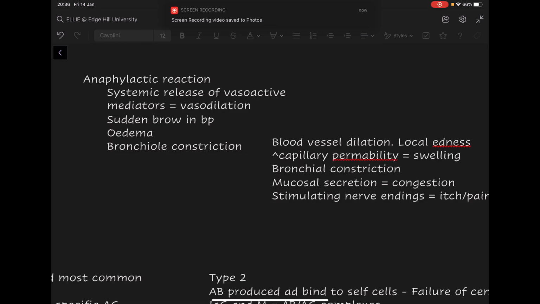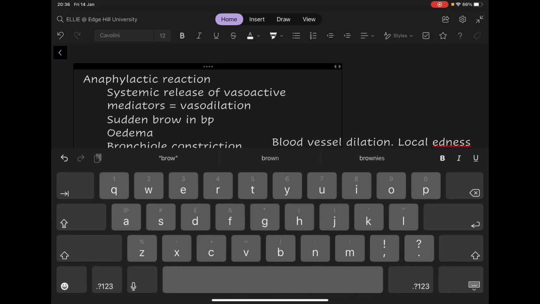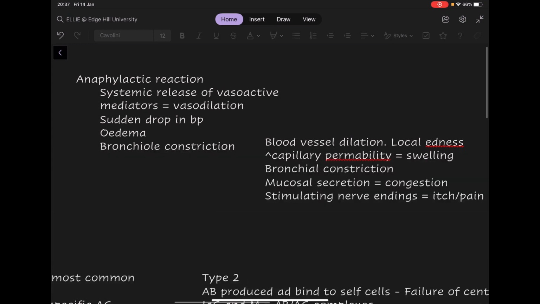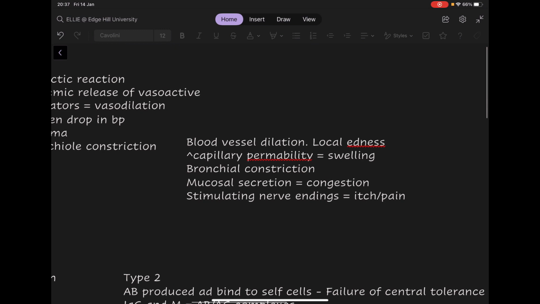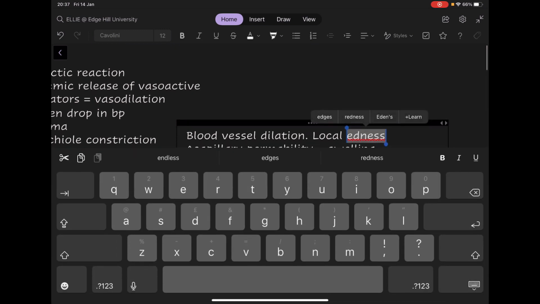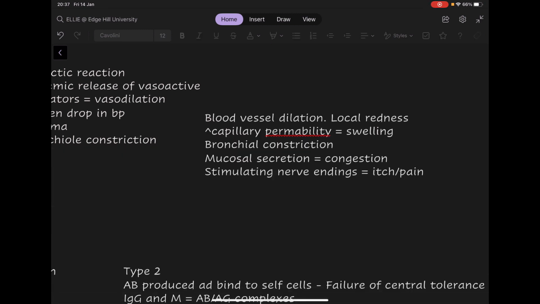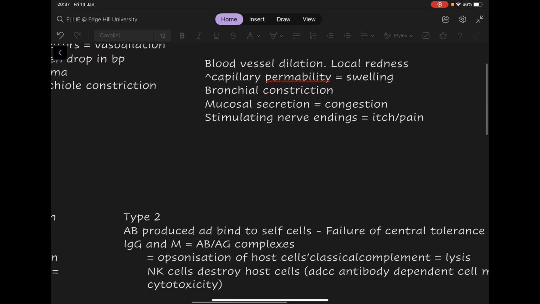So what is anaphylaxis? An anaphylactic reaction is when there's a systemic release of vasoactive mediators resulting in vasodilation, a sudden drop in blood pressure, edema, and bronchial constriction. Blood vessel dilation can result in local redness, increased capillary permeability, which results in swelling, bronchial constriction, mucosal secretion, which can cause congested airways, and a stimulation of nerve endings, which results in an itching or painful feeling.